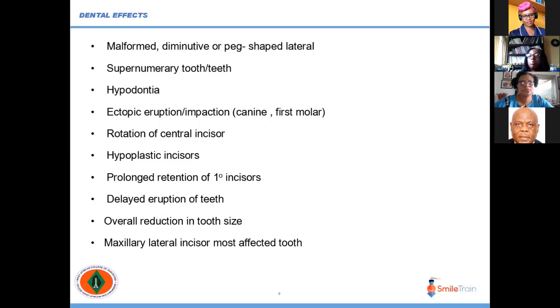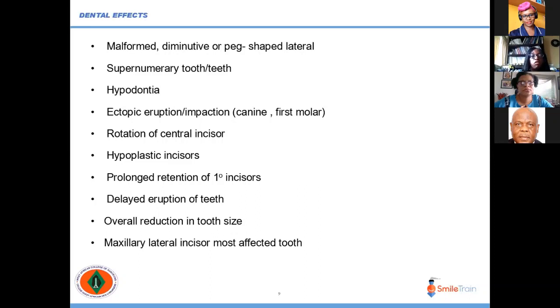Ectopic eruption or impaction is also commonly seen. 20% of canine impactions are seen in cleft patients. Rotation of the central incisor on the cleft side, hypoplastic incisors, and prolonged retention of the primary dentition are also frequent occurrences in the cleft patient.